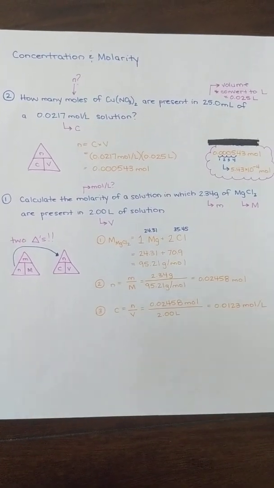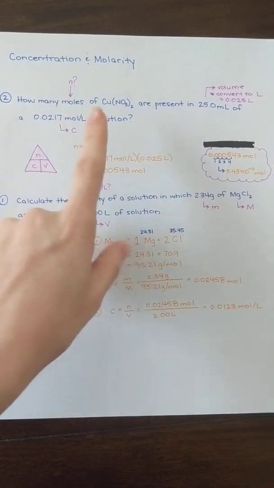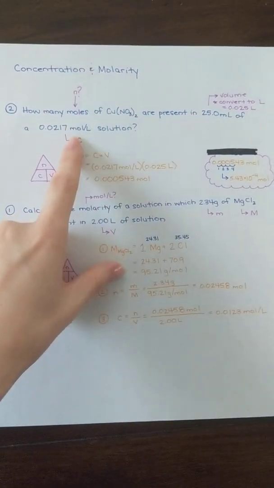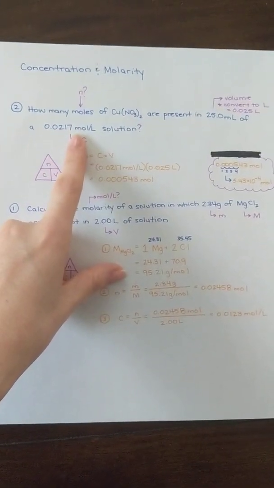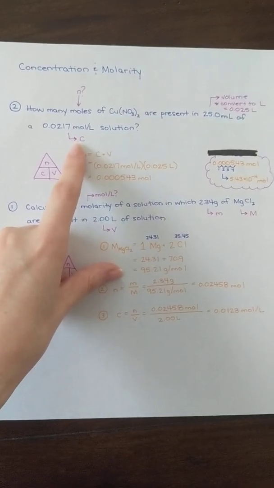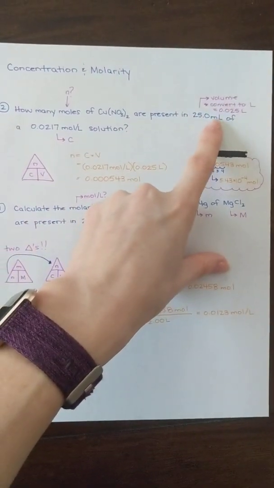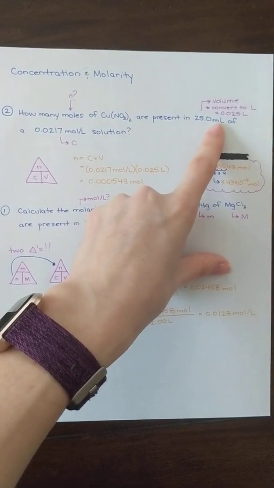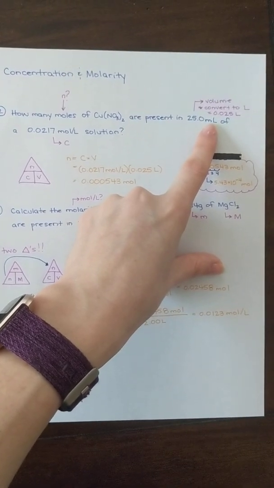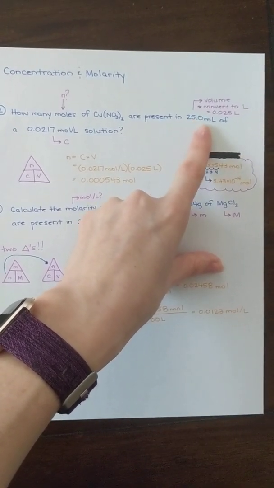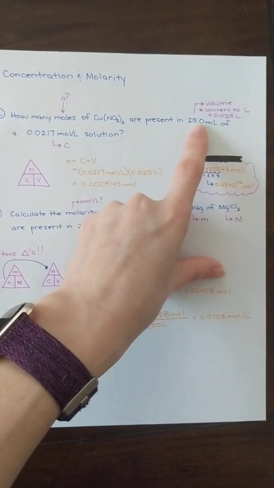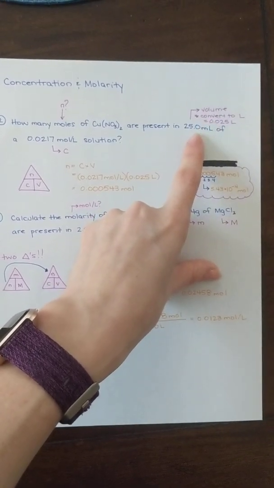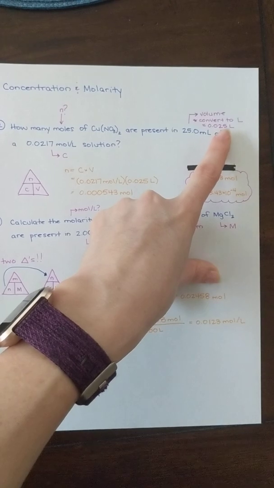So number 2 asks how many moles, so we're trying to find N, of copper nitrate are present in 25 milliliters of a set molarity of a solution. So moles per liter will always be our concentration, and milliliters is a type of volume. However, when we're doing math, we need to make sure our volume is always in liters. So if something's given to you in milliliters, you want to divide by 1,000, or take that decimal and move it 3 times over. So I've already done that. 25 milliliters is going to be equal to 0.025 liters.